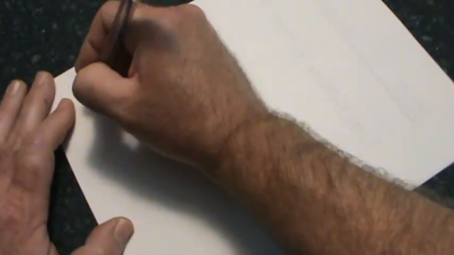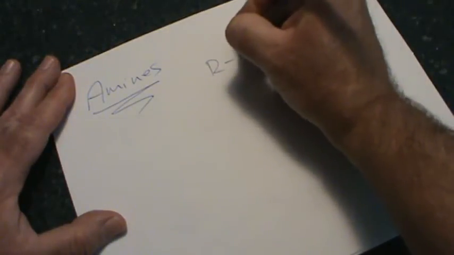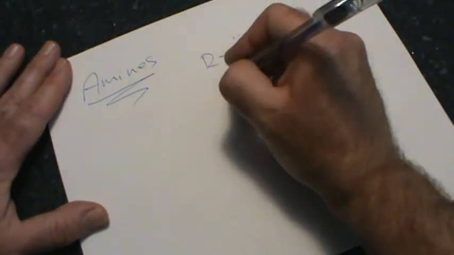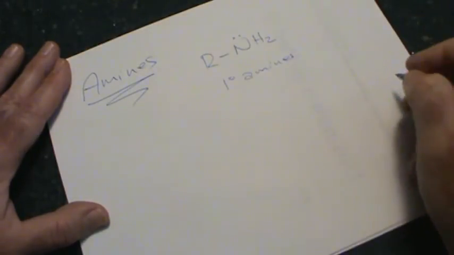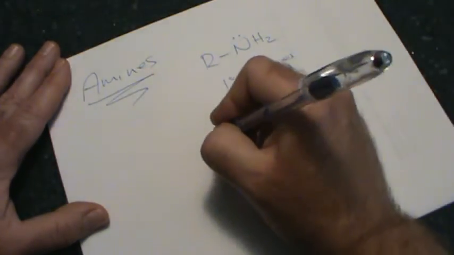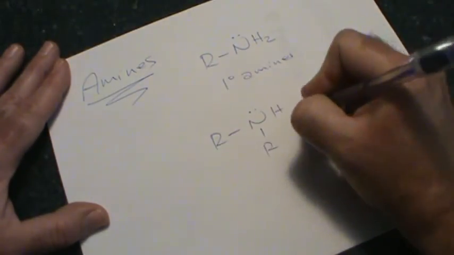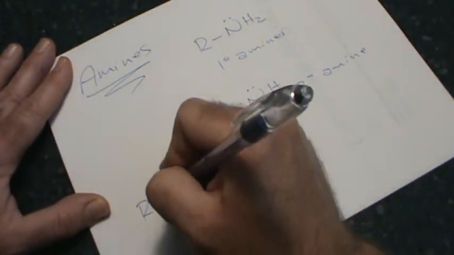Let's move on now to talk a little bit about amines. Amines are organic compounds in which we have an NH2 or amino group attached to the organic arm. These would be so-called primary amines because the nitrogen is attached to only one other carbon. It turns out it's also possible to have a secondary amine and even a tertiary amine.